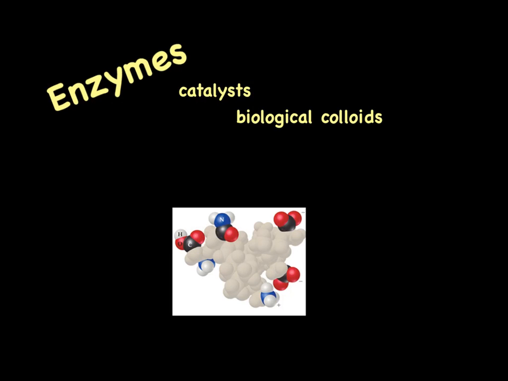In the human body, we have enzymes that function as catalysts for the many chemical reactions that keep us functioning. Enzymes are one type of colloid. They can be hydrophilic, or attracted to water. Look, hydrogen bonds. Here too. These polar groups on the surface of the molecule are attracted to water.